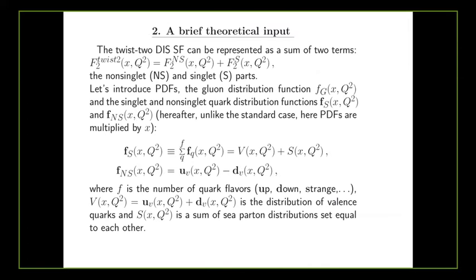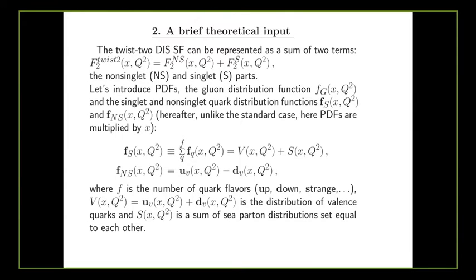Next slide, please. So in principle, this structure function F2 contains a non-singlet and a singlet part, and it is possible to introduce parton distribution functions for singlet and gluon ones. But because I will study the large x regime, where we know gluons are small, we will restrict ourselves to non-singlet evolution.